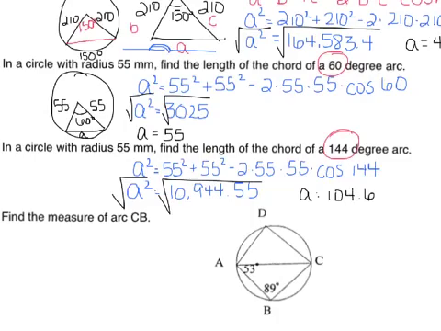seems reasonable. 144 is going to be pretty close to being flat. The two radii are both 55, so two of those together would be 110. If this is close to being flat, it's going to be just a little less than that 110. So 104.6, totally reasonable. Okay, let's move on to some more fun here.